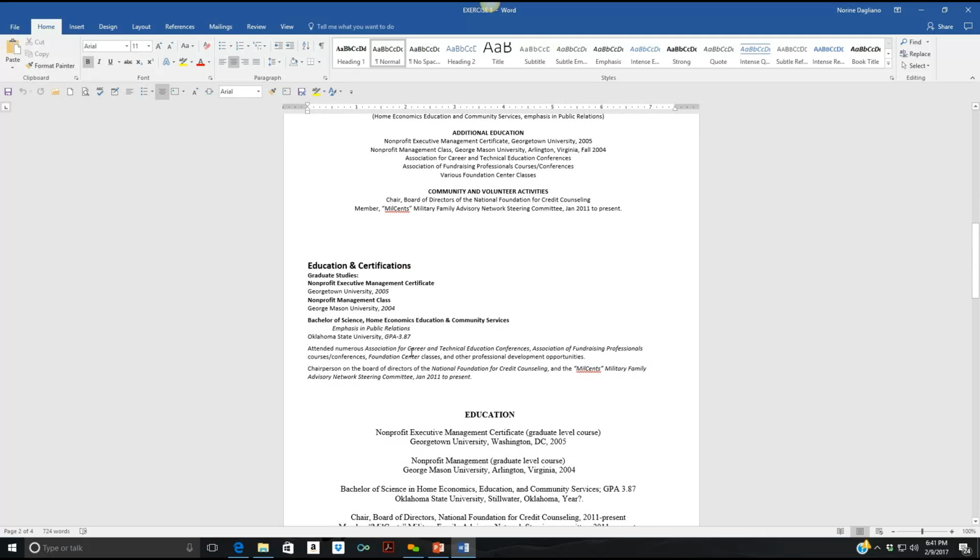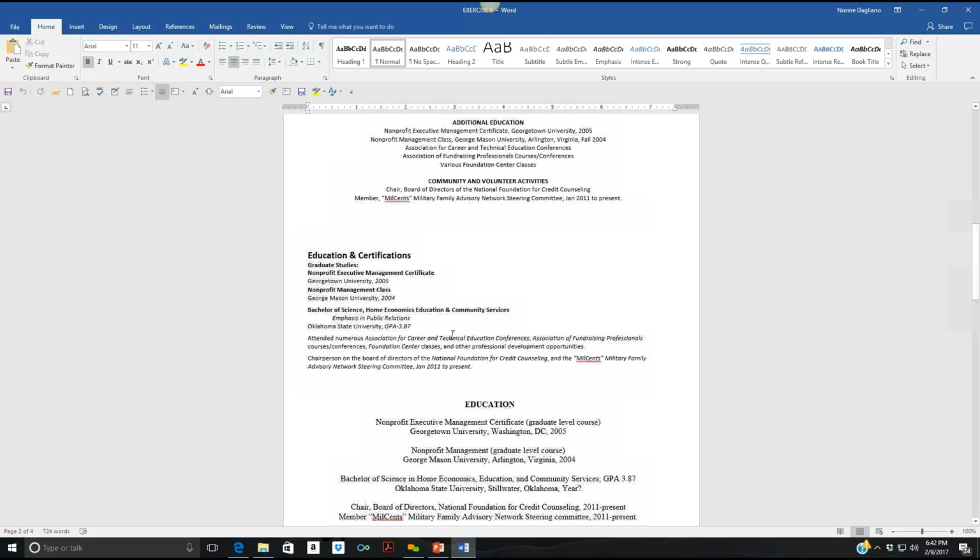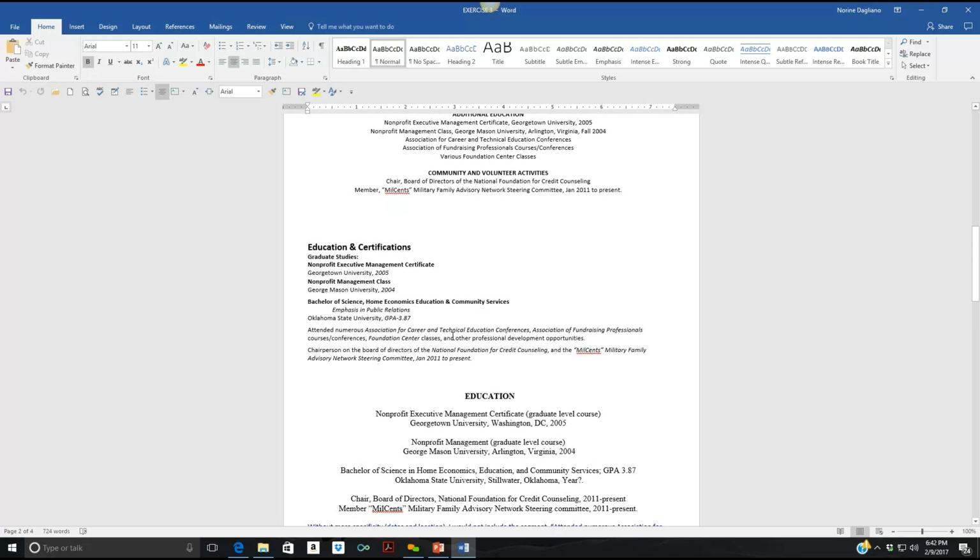And then I like the way the writer here is just using a sentence to describe the conferences and also to describe the chairmanships and the board and committee. Now, those probably should be included under a different heading because they really aren't education and certifications. Maybe the writer was planning on doing that. I don't know.